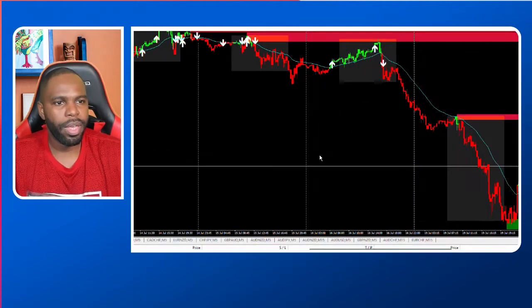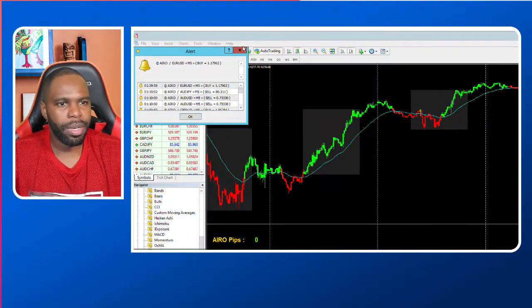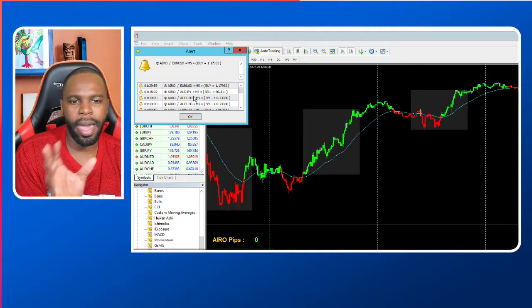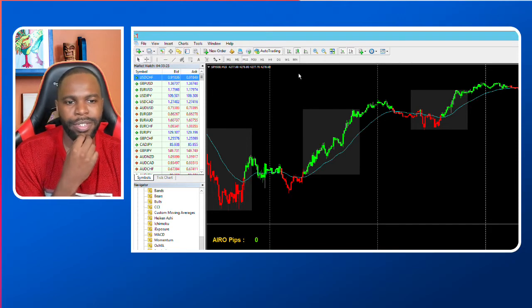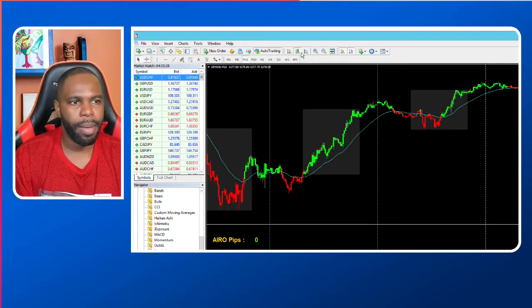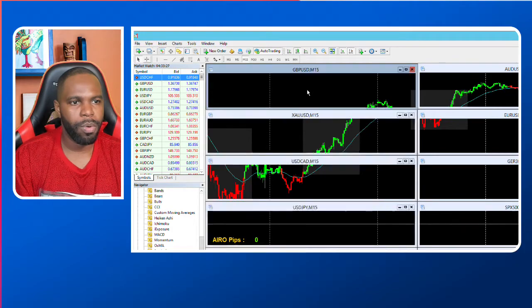Okay. So yeah, I'll give you another example here. And like I said, once you set up AIRO, you're also going to get alerts on your computer that will let you know when there's an arrow that pops up. So let me go back to my dashboard.